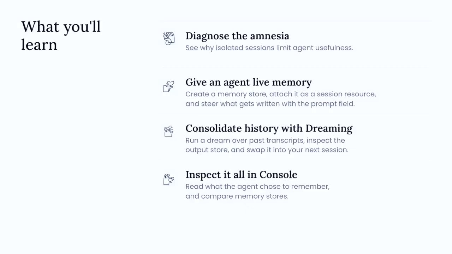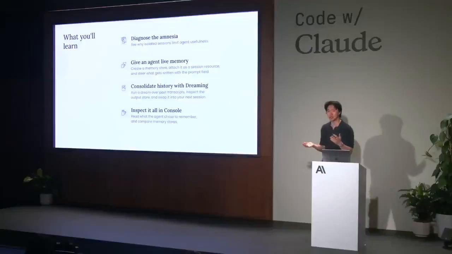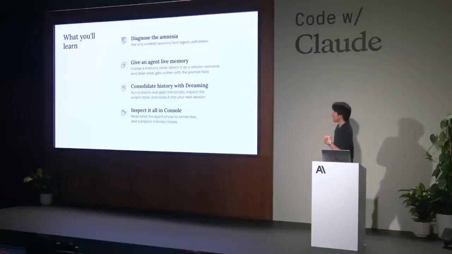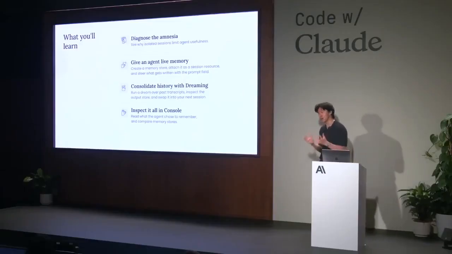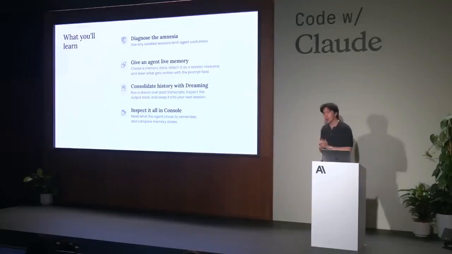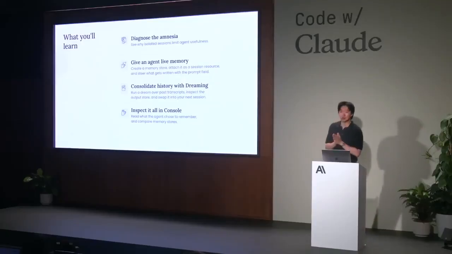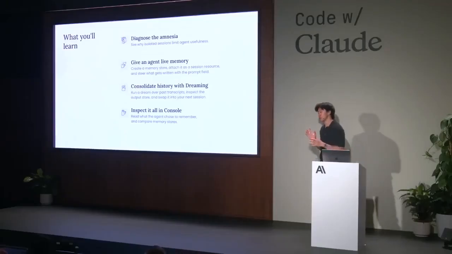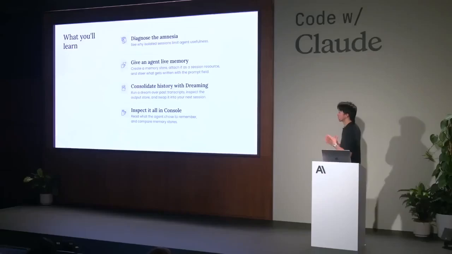Today we're going to talk a little bit about the base case with agents today, which is that they're isolated, and this kind of limits their usefulness in a lot of real-world workflows. We'll look at how we can actually solve this problem with our new agent memory stores feature that we've launched. This will give agents access to a live memory store that they can read and write to over multiple sessions. And then we'll look at how we can improve these memory stores over time using a new feature that we call dreaming. And then finally, we'll get to see how all of this ties together with both our CLI and also our awesome console interface.